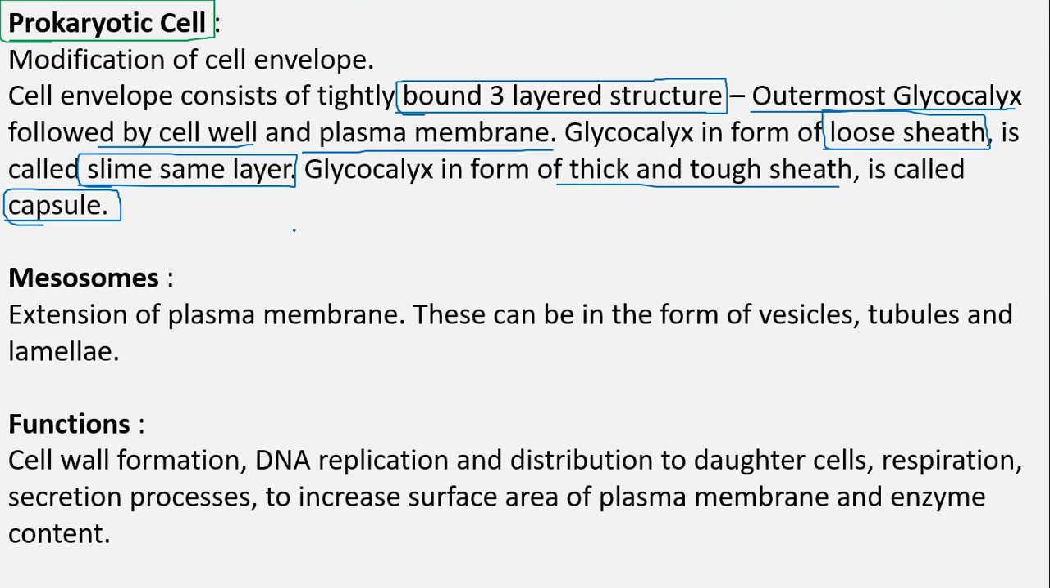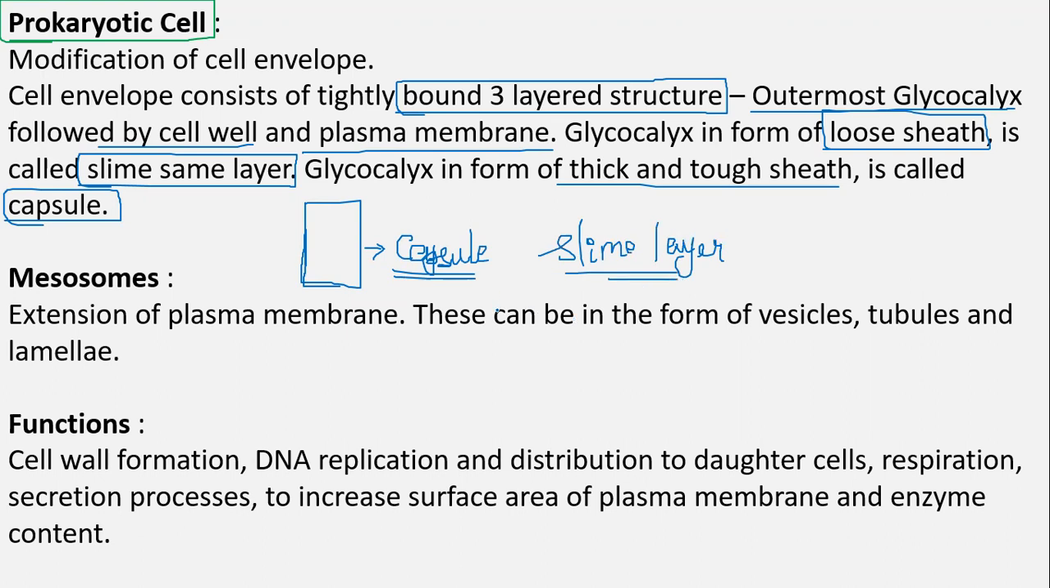So the glycocalyx may be a thick layer. If it is a thick layer, then you will call it the capsule. If it is a slimy, loose layer, then you will call it the slime layer. If it is slimy in nature, you will call it the slime layer. This is very important. This particular glycocalyx helps in the attachment or fixation of the bacterial cell.